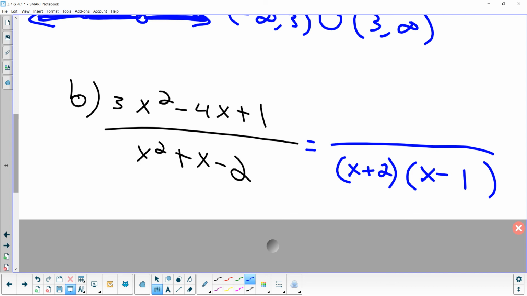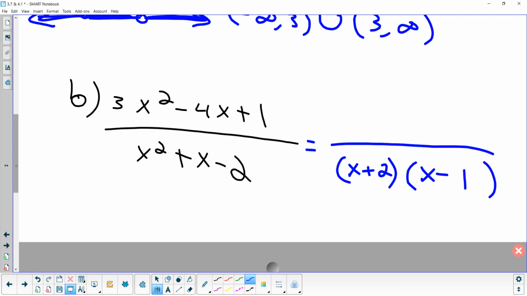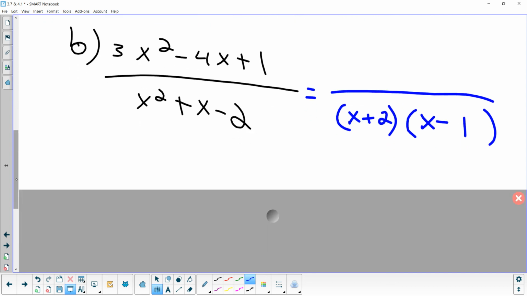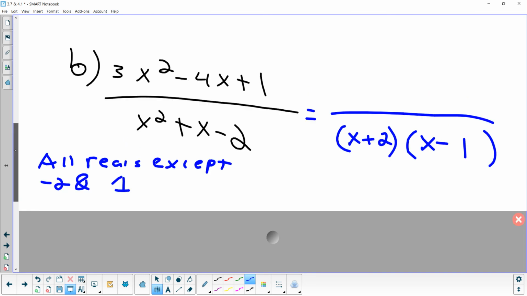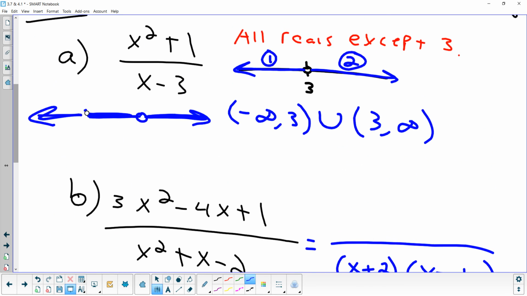domain in this one? x can't be equal to -2 or +1. Yeah, all reals except -2 and +1. So this would be more like this case.